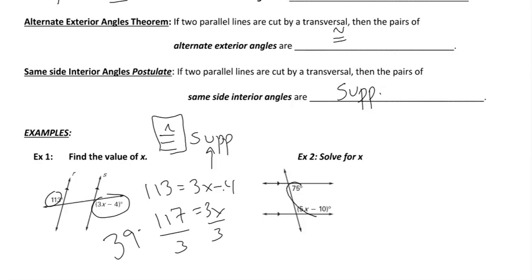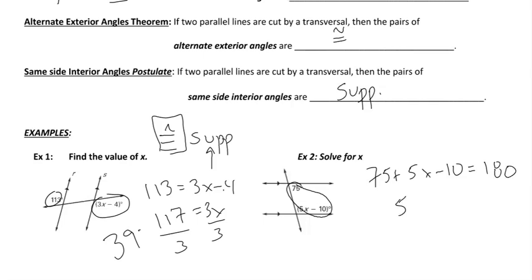Look at these ones. These are same side interior angles. Are they supplementary or are they congruent? You can visually look at them. Are they congruent? Nope. Then they must be supplementary, which means you can add them and set equal to 180 degrees.